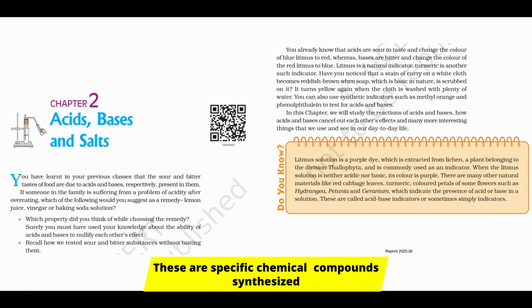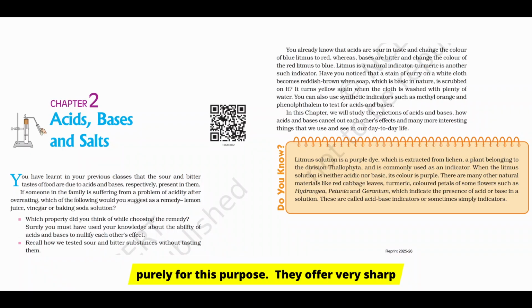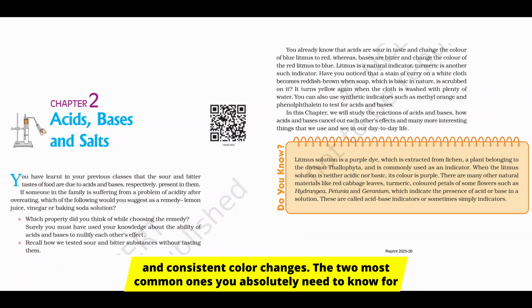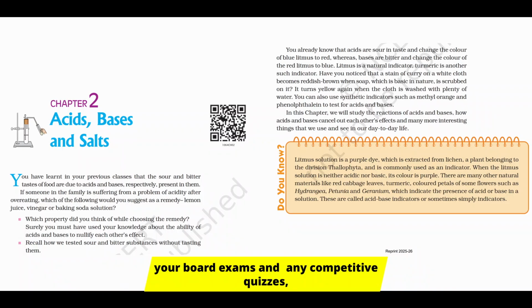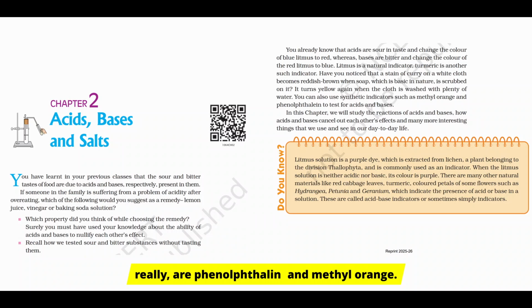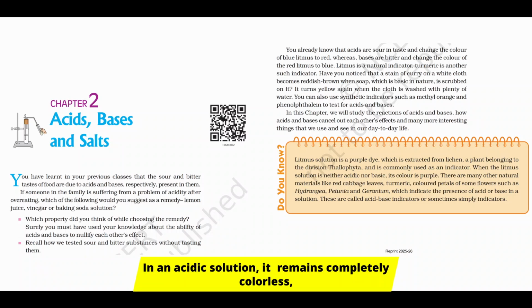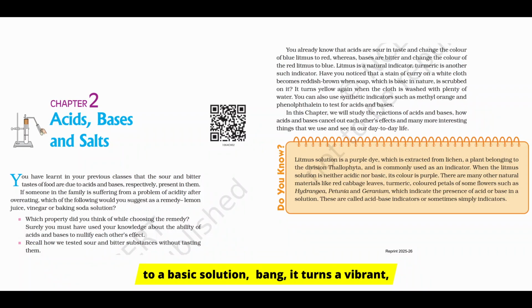These are specific chemical compounds synthesized purely for this purpose. They offer very sharp and consistent color changes. The two most common ones you absolutely need to know for your board exams and any competitive quizzes, really, are phenolphthalein and methyl orange. Phenolphthalein is quite distinctive. In an acidic solution, it remains completely colorless. Looks just like water. But the moment you add it to a basic solution, bang, it turns a vibrant, unmistakable pink.